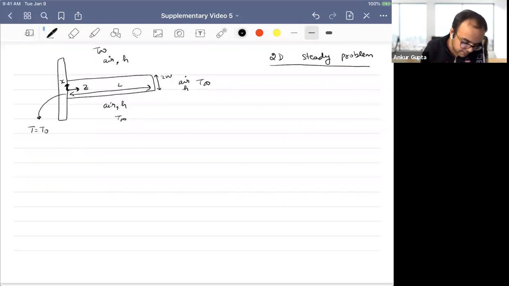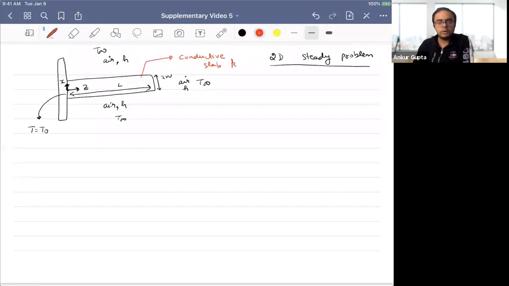So we discussed in class the problem where there was a conductive slab of thermal conductivity K, right? And what we were told was that the length of the slab is L and the width is 2W. So the X direction, which is the direction of the width, goes from minus W to W, and the Z goes from 0 to L.